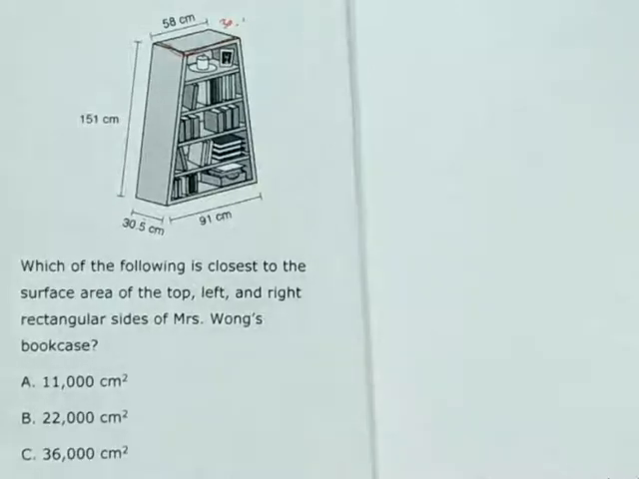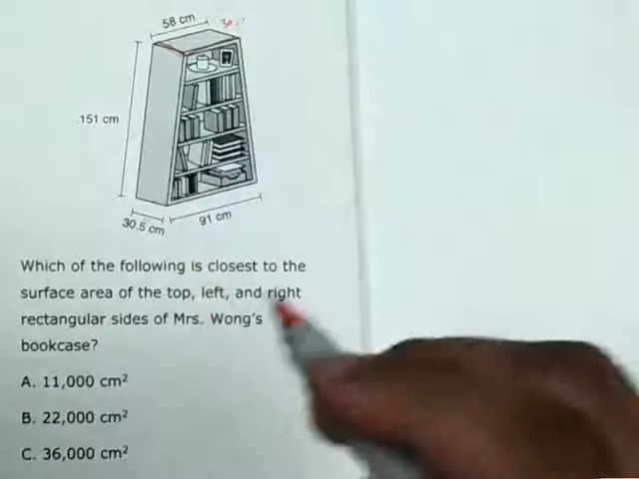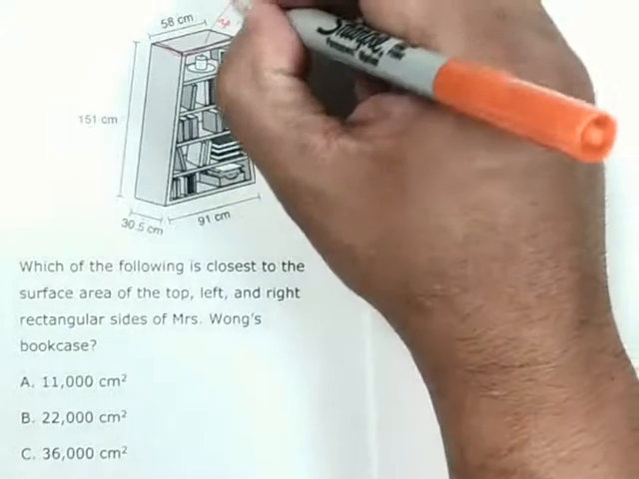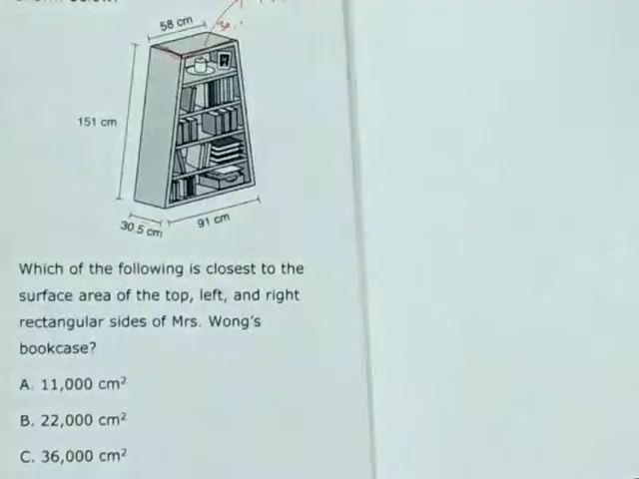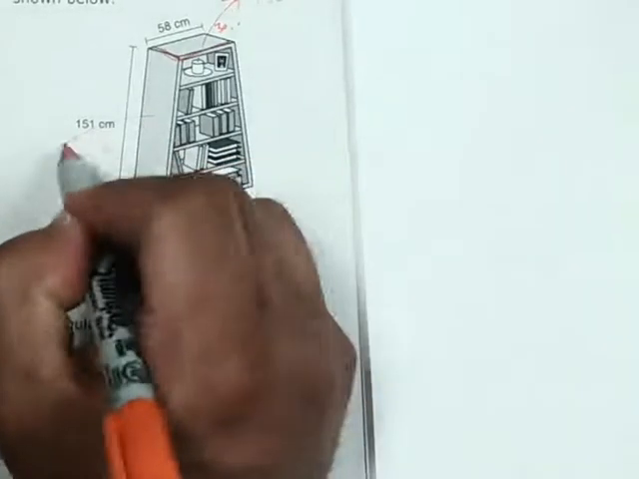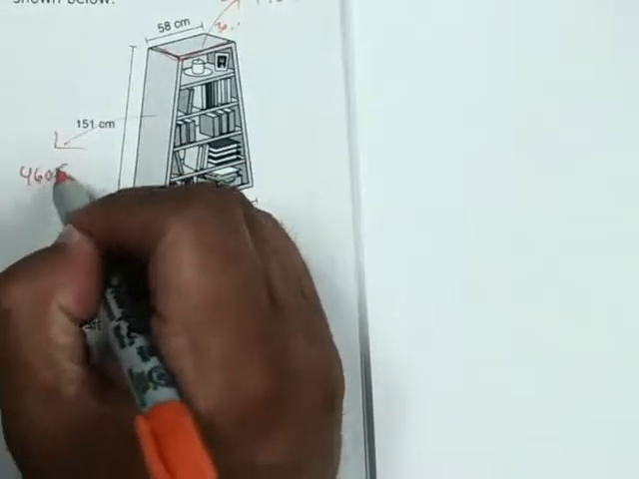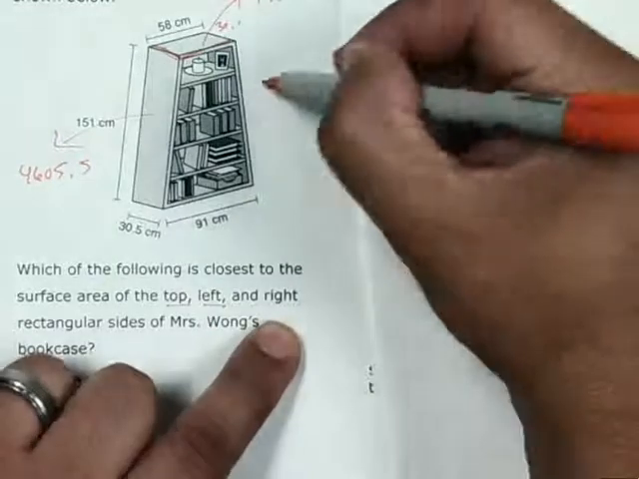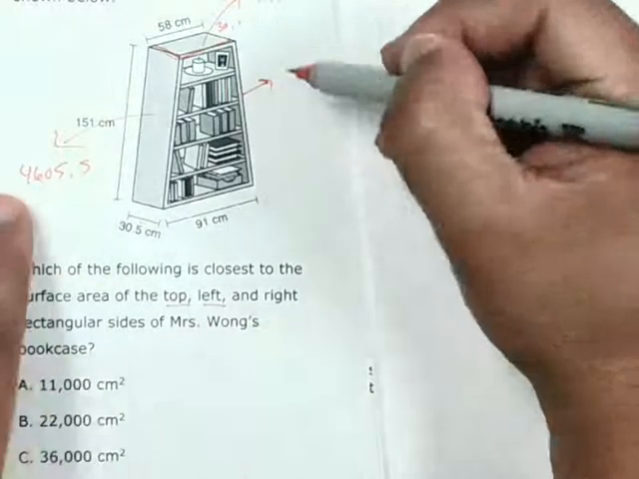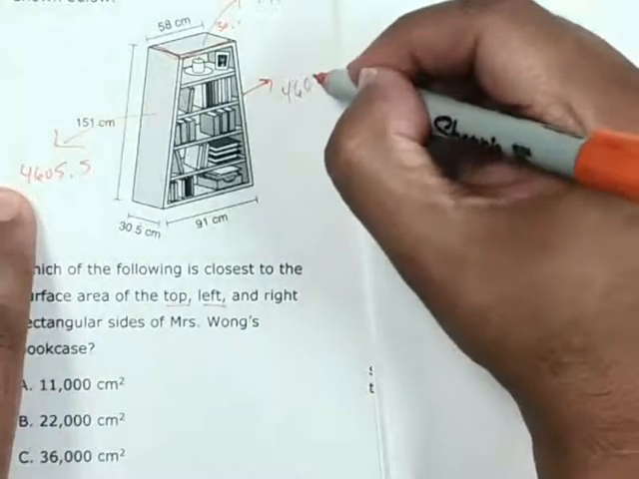So let's go ahead and multiply that out. 58 times 30.5. This is going to give me an area of 1,769. If I look at the left side, that's going to be 151 times 30.5. So this produces an area of 4605.5. So I got the top, I got the left. The right side is going to be identical to the left side, so that's another 4605.5.